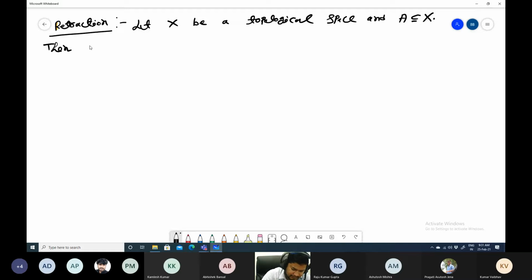Now a map means here we always say continuous function. We generally do not write continuous. So whenever we say map, it is assumed that it is a continuous function.